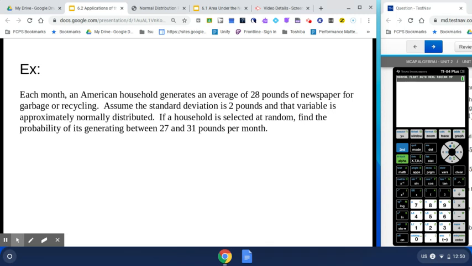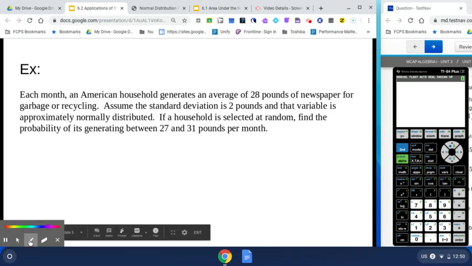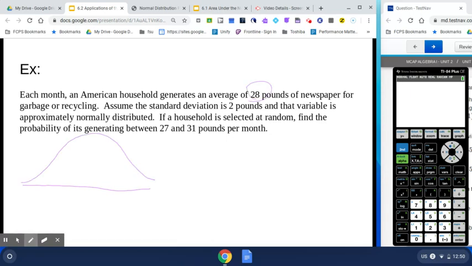Okay, so let's go ahead and again draw out this distribution. So we have the normal distribution centered at 28 pounds. That's the mean. Our standard deviation is given as 2 pounds, and we want to find 27, which is on the left side of the mean, and 31, which is on the right side of the mean, and we're shading between them. So we actually have two values, two z-scores that we have to find. The z-score that's associated with 27 and the z-score that's associated with 31.